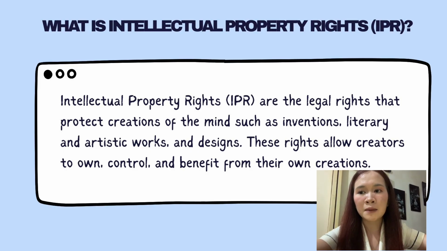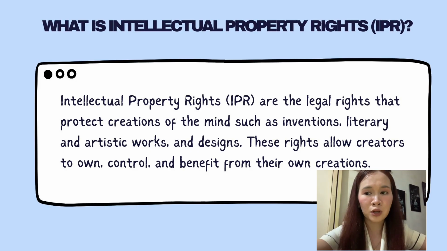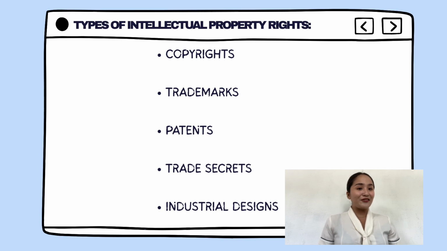There are three main types of IPR. First, copyright, which protects original works like art or writing. The second is trademark, which covers brand names and logos like Nike's Swoosh. And then we have patent, which secures new inventions and how they work. IPR is important because it encourages creativity and innovation by ensuring the creators are rewarded and protected from copying or theft.